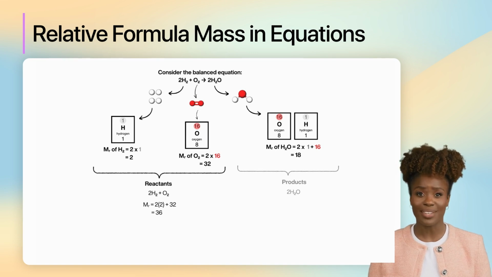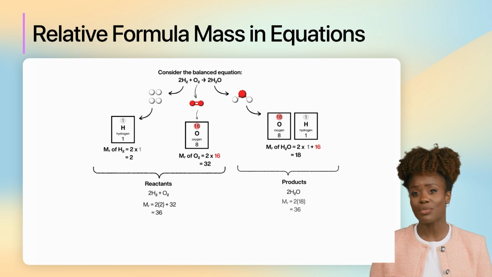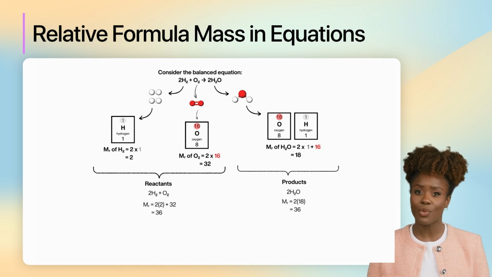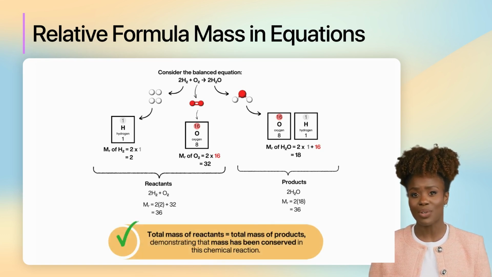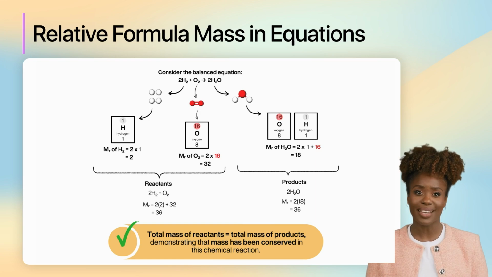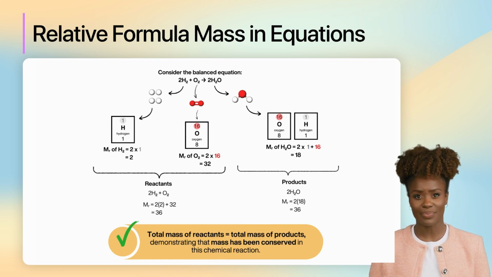Now, let's look at our product, 2H2O. We know that the formula mass of H2O is equal to 18. So, the relative formula mass of 2H2O is equal to 18 multiplied by 2. Therefore, the relative formula mass of our products is 36. In this way, we can see that the total mass of the reactants is equal to the total mass of the products, demonstrating that mass is conserved in this chemical reaction.